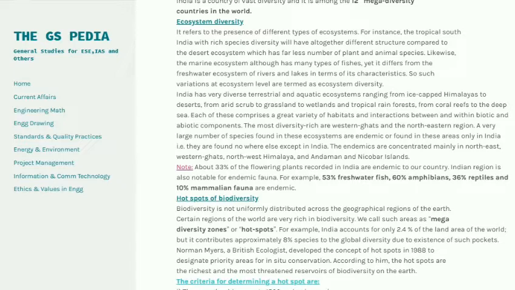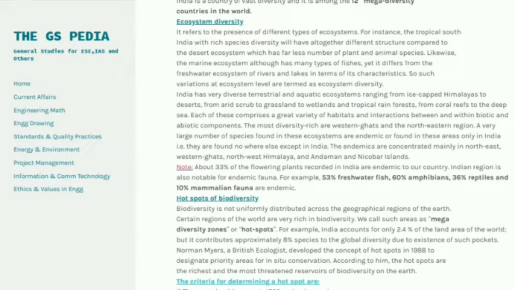India has very diverse terrestrial and aquatic ecosystems ranging from ice-capped Himalayas to deserts, from arid scrub to grassland to wetlands and tropical rainforests, from coral reefs to the deep sea. Each of these comprises a great variety of habitats and interactions between and within biotic and abiotic components. The most diversity-rich are the Western Ghats and the northeastern region.